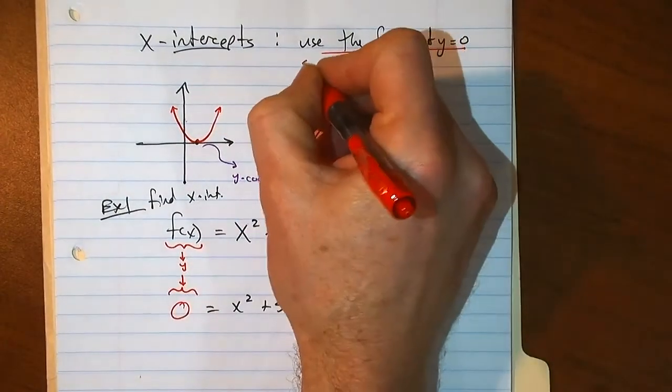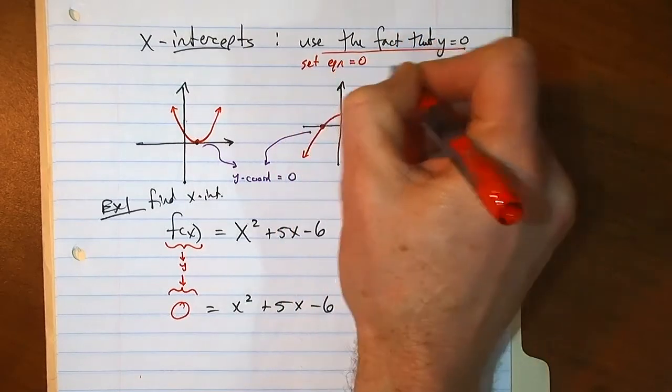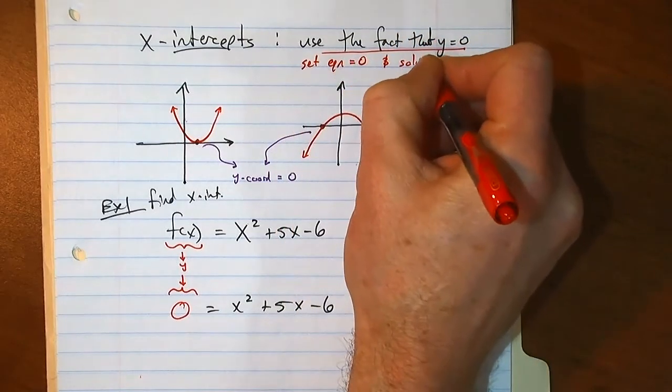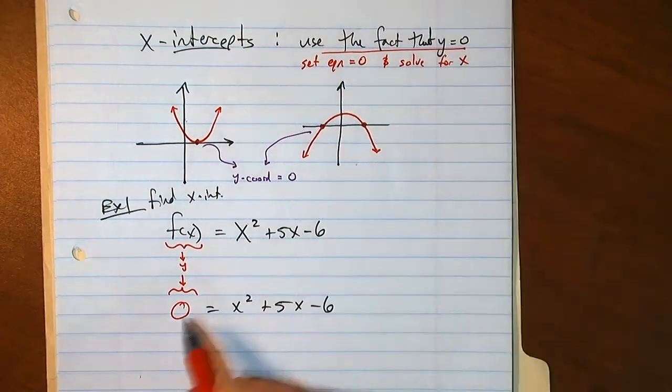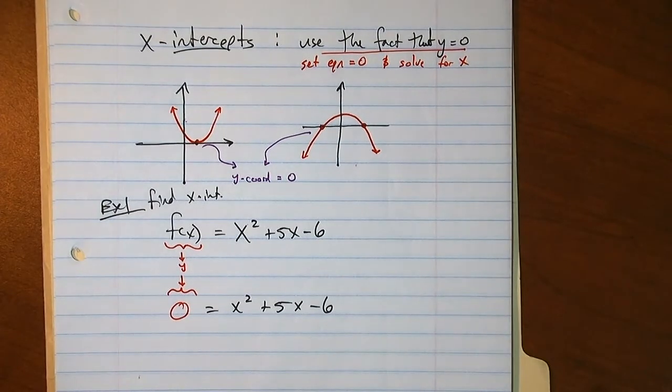that means plug in 0 for y, or in other words, set the equation equal to 0 and solve for x. When I plug in 0 for y, that just makes the equation equal to 0. And now I'm going to solve for x.